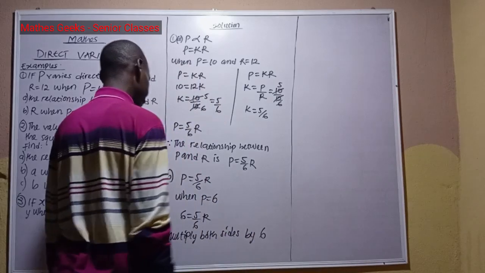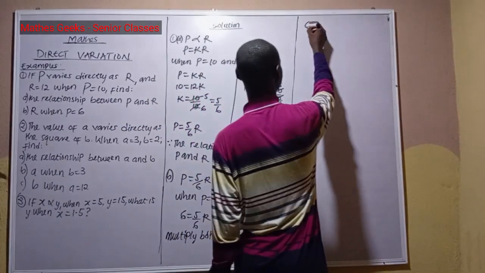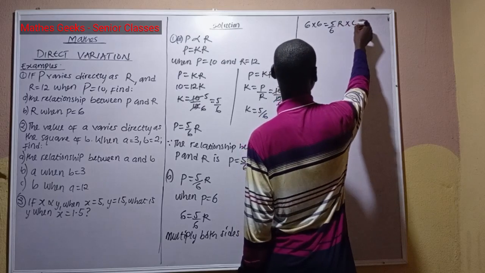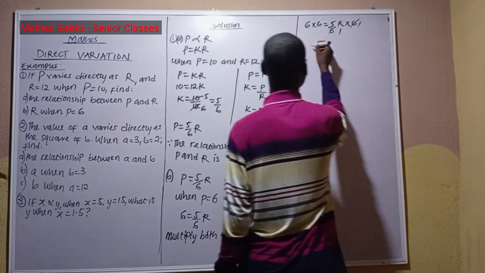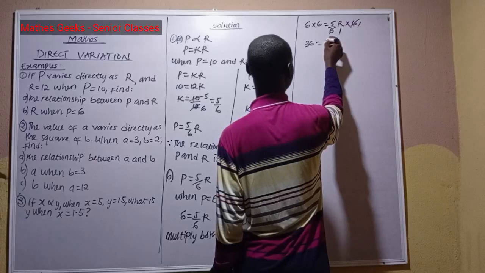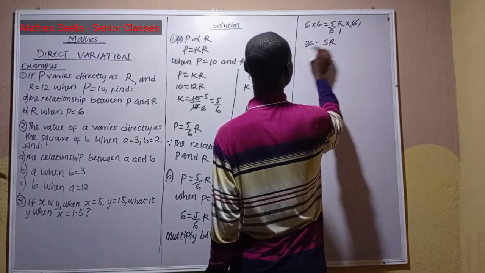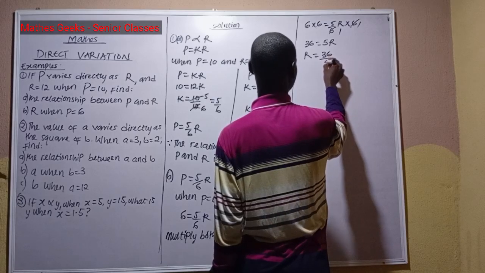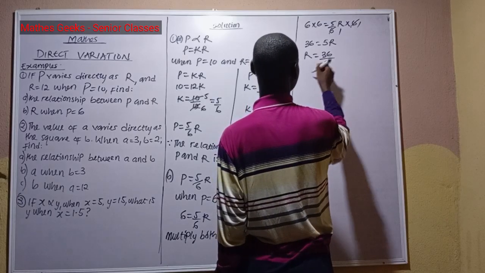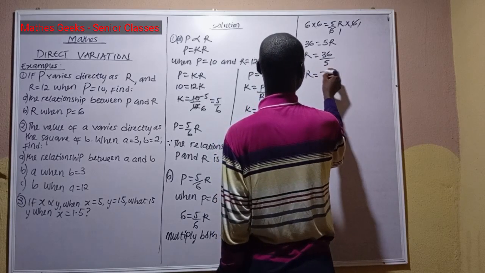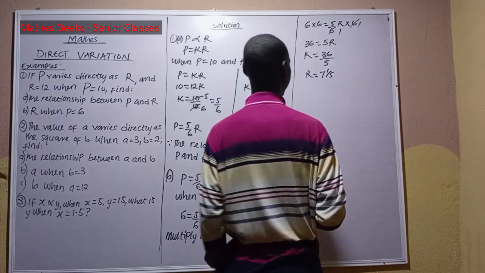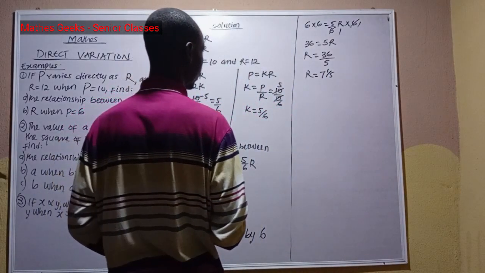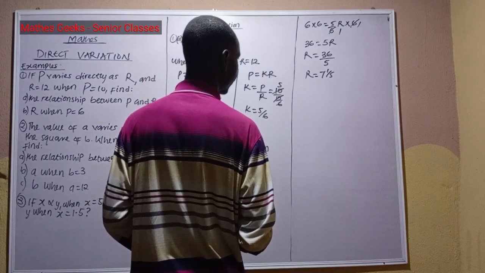So 6 times 6 equals 5 over 6 R times 6, 6 and 6 cancel. So 36 equals 5 R. So divide both sides by 5. R is equal to 36 over 5. And that will give us R is equal to 7 and 1 over 5. So when P is 6, R is equal to 7 and 1 over 5.